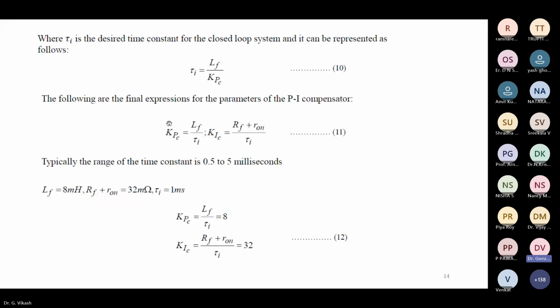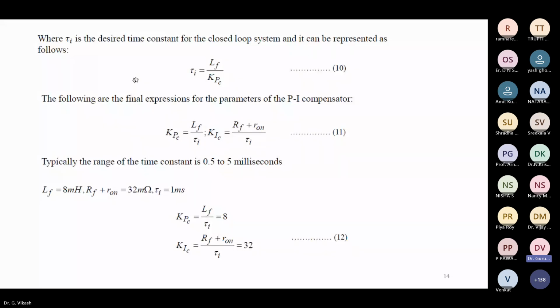Here Ti is the desired time constant for the closed loop system, and it can be represented in equation 10. From that, we design the KP and KI. Here the KP depends upon the filter inductor and the time constant. Before designing the inverter, we have to design the filter accordingly. Once we know the filter inductor and filter resistance values, we fix the desired time constant. Suppose I want 1 millisecond or 10 milliseconds, accordingly the system will respond.